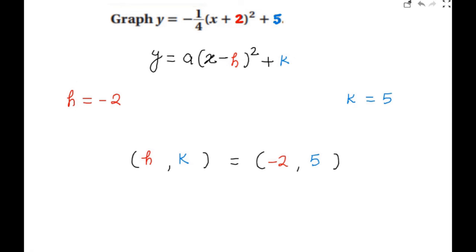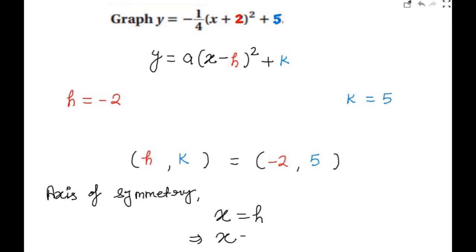We can also get the axis of symmetry now. The formula for the axis of symmetry is x equals h. So we can easily figure it out. That is x equals h, and it is x equals negative 2. So x equals negative 2 is the axis of symmetry.